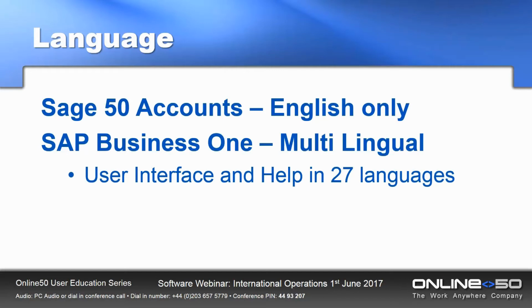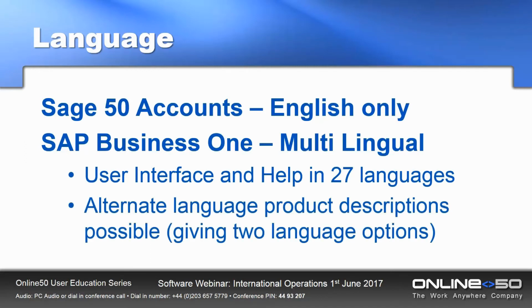That's got a benefit that you can keep a single stock code. You're not trying to remember which stock codes go to which customers, but there are only two languages available. It's a description and an alternate description, so there's only two.